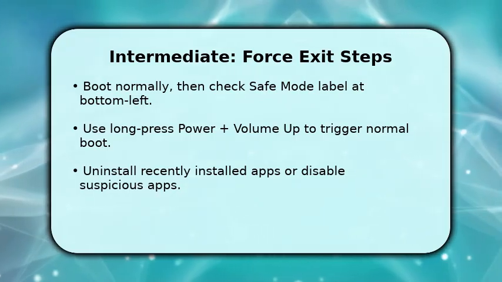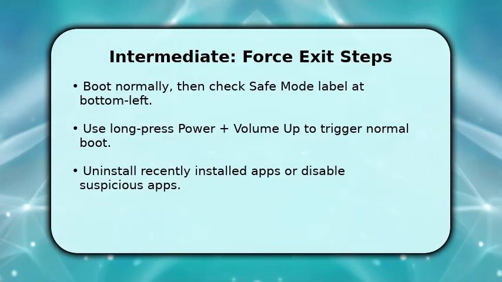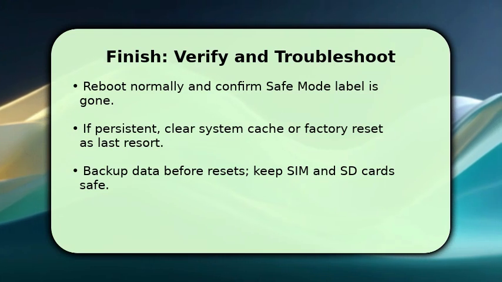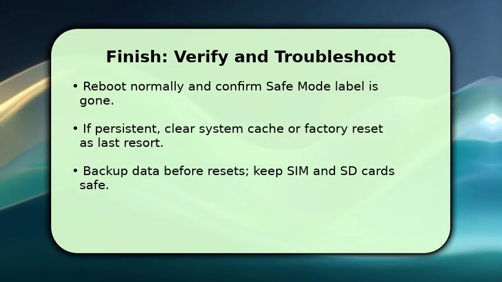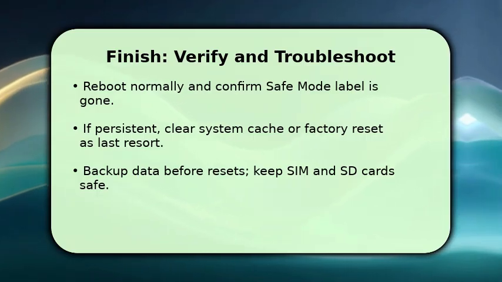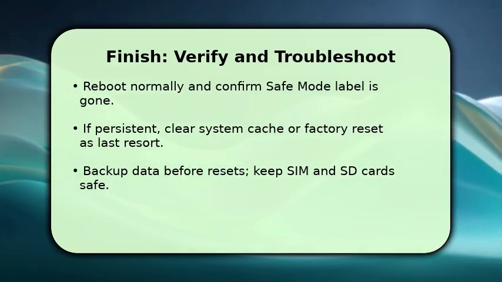Finish by rebooting normally and confirming the safe mode label is gone from the bottom left corner. That verifies success. If safe mode persists, clear the system cache via recovery mode, or, if necessary, perform a factory reset after backing up your data. Factory reset resolves stubborn software faults.